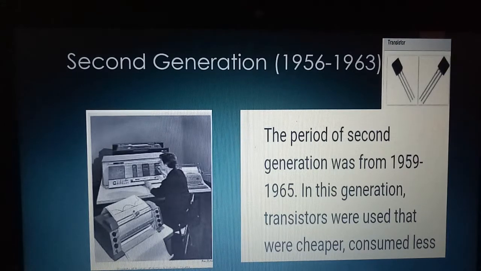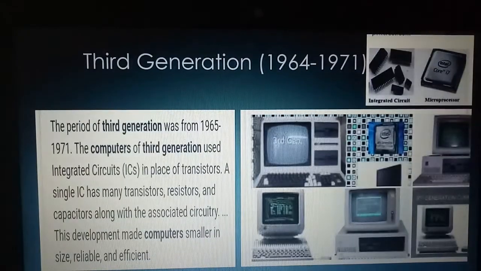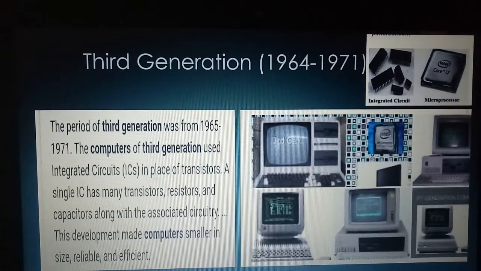Next, we have the third generation computer. The third generation computer is from 1965 to 1971. The third generation computer used integrated circuits in place of transistors. So now the transistor has been replaced by the IC, the integrated circuit. A single IC has many transistors, resistors and capacitors along with the associated circuits.